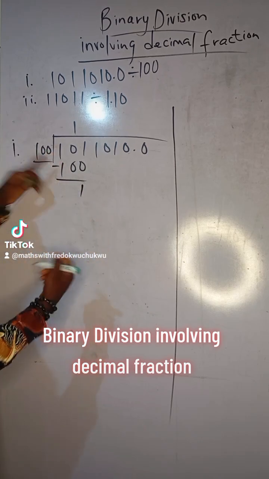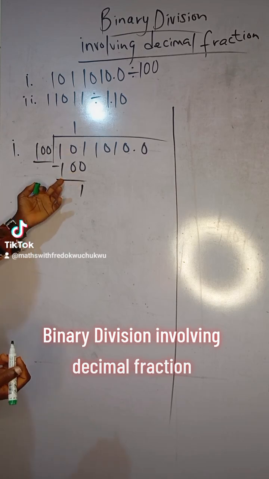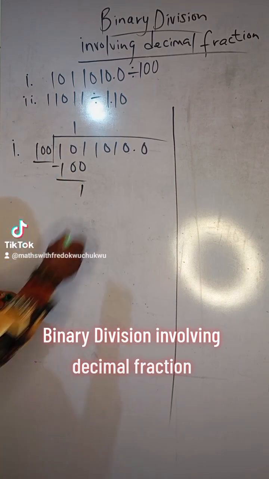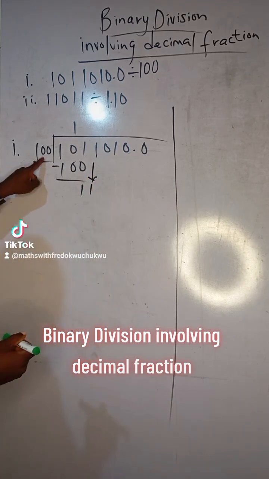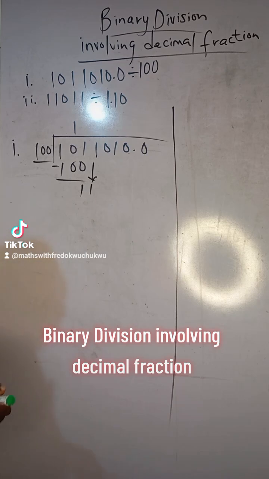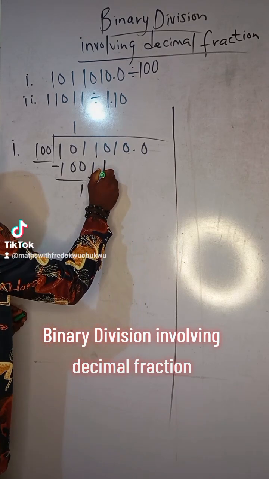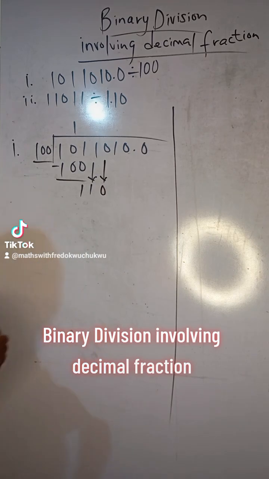Now just say 10 minus 10 is 0. So no need. Like this is 10, this is 10. So 10 minus 10 is 0. You bring down the next value here, which is 1. 100 into 11 cannot go. You bring down another value, which is 0. Now this is 110. Now 100 can divide 110.